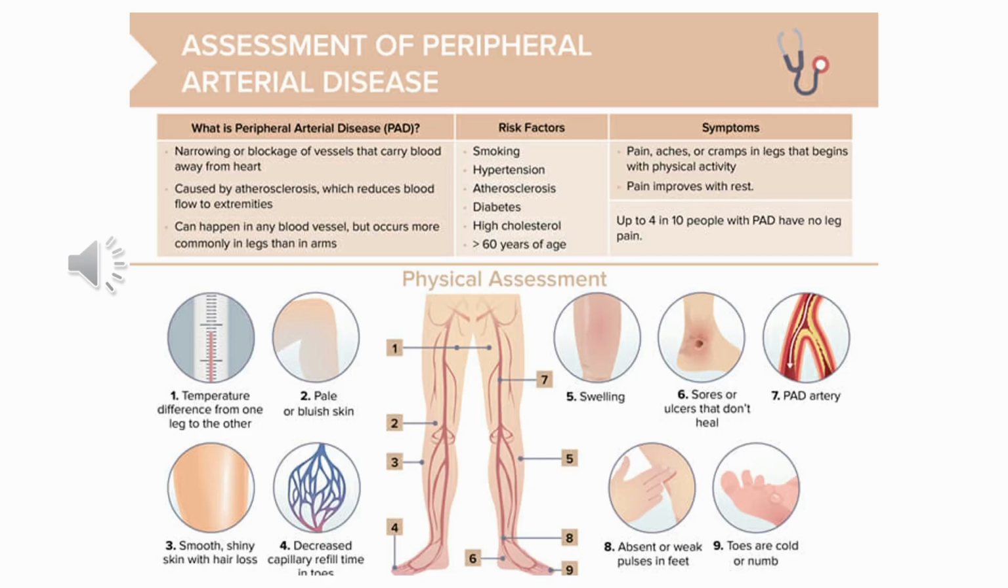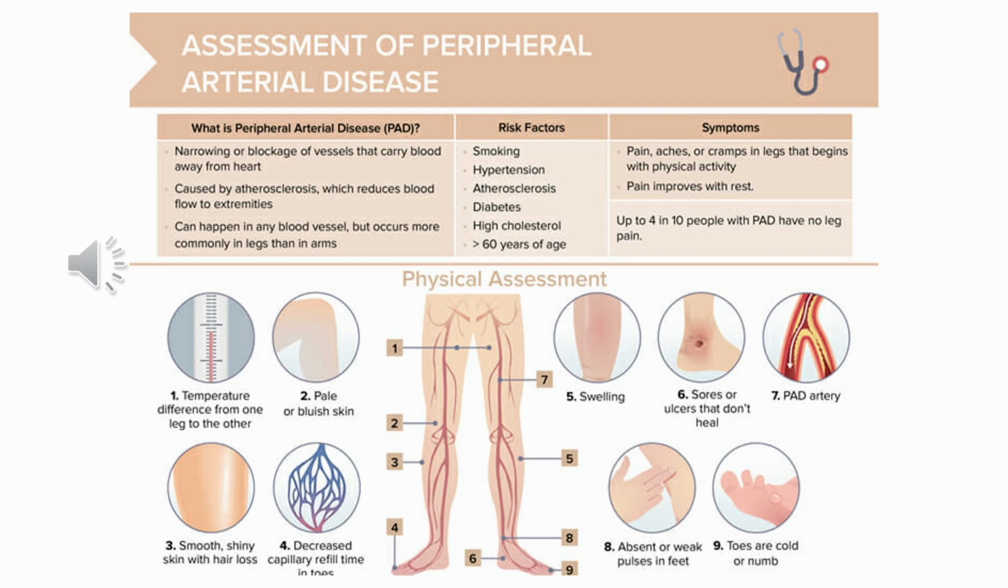All right, so the graphic on this slide just really gives a good comprehensive overview of peripheral arterial disease, including its causes, risk factors, symptoms, and different assessment findings. So we're going to start with the definition of PAD. Peripheral arterial disease, again, occurs due to narrowing or blockage of vessels that carry blood away from the heart, most commonly caused by atherosclerosis. PAD reduces blood flow to the extremities, and it can occur in any blood vessel, although it's going to be more prevalent in the legs than in the arms.